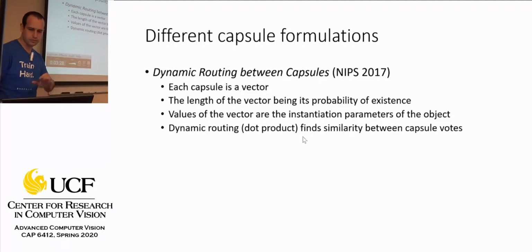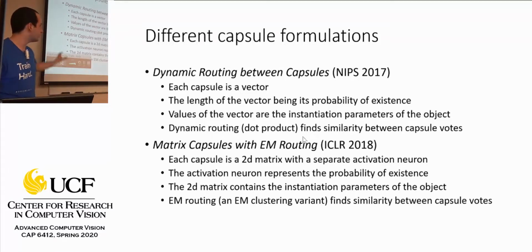So I'll go into a brief example for EM routing. The second paper is Matrix Capsules with EM Routing, which was in ICLR 2018. This is somewhat different, but the idea is still the same. We still have these groups of neurons, and we still have these activations. But this time they separate the activation from the instantiation parameters. So each capsule is composed of two things: a 2D matrix, like a 4x4 matrix with 16 parameters, which models the different parameters of the object, and a separate activation neuron. What this activation neuron tells us, between 0 and 1, is whether or not that object is present in the image at that location.